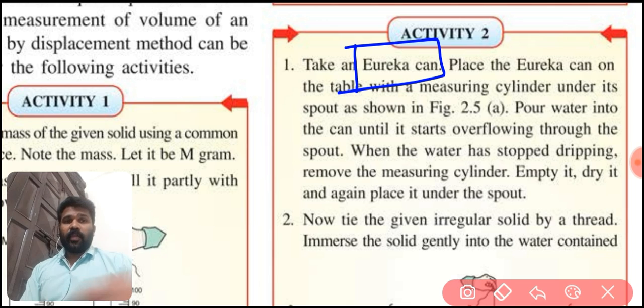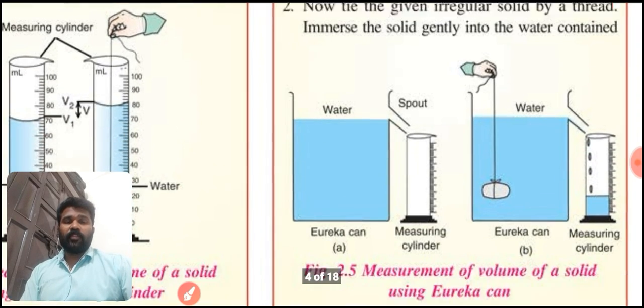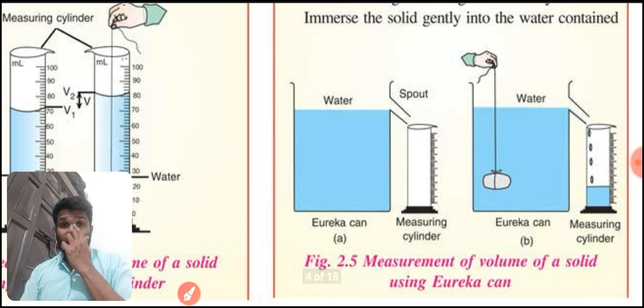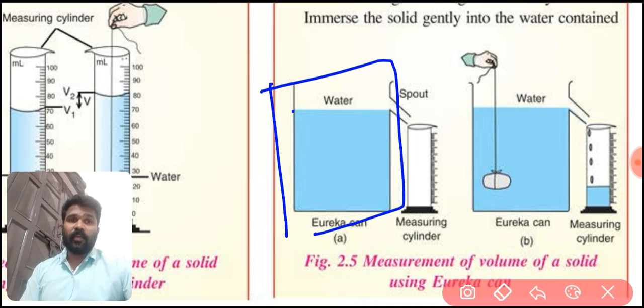Now tie the given irregular solid. This will be the arrangement. First of all, what we are doing, we are pouring the water in a Eureka can till the level of the spout.